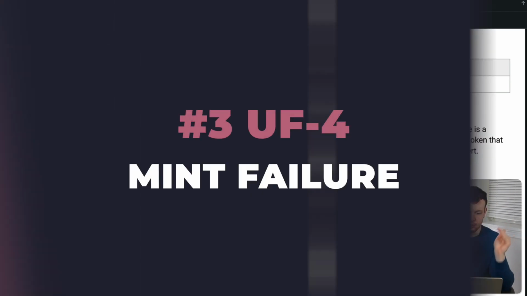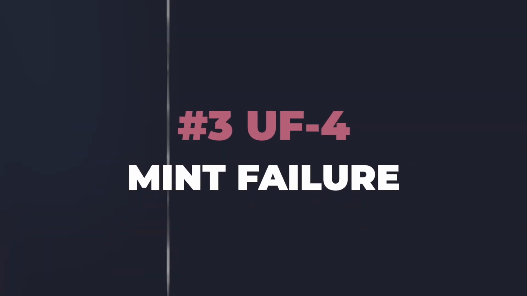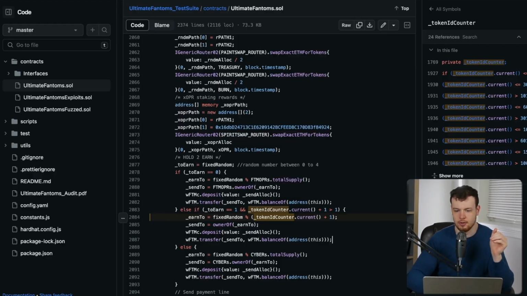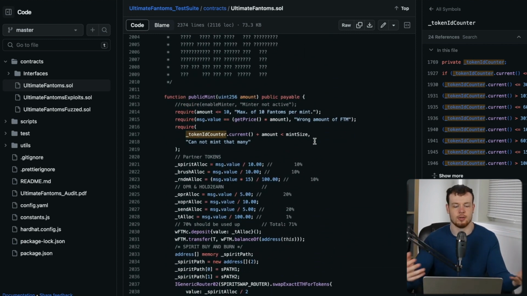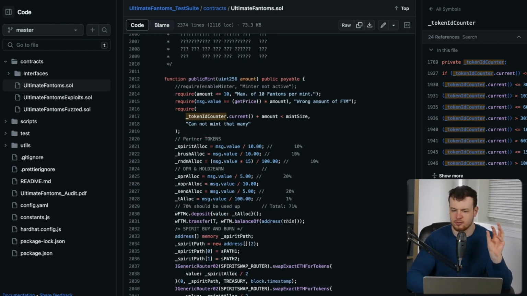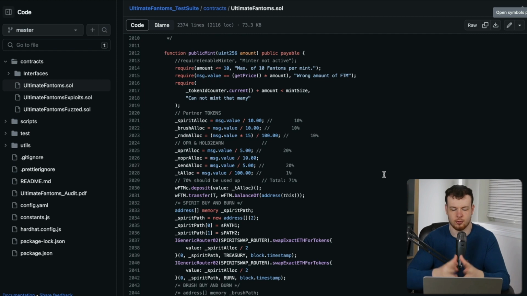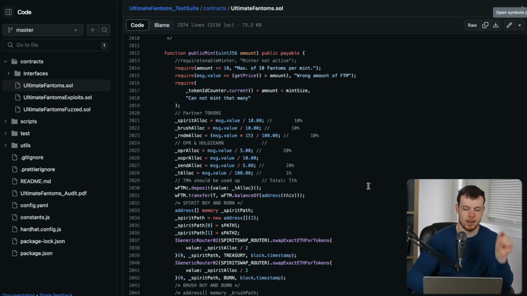So we're looking at UF4 here, and this is titled Mint Failure. Before we dive into the actual finding, let's get some context on the code and see what the finding looks like in the code. Okay, so I've got a similar commit pulled up to what was used in the report, although this is slightly different, but the bug here is for the most part exactly the same.